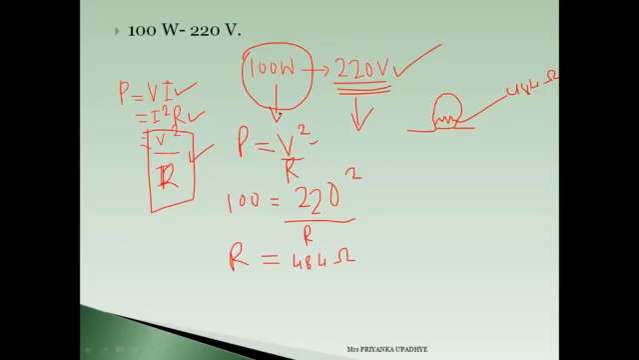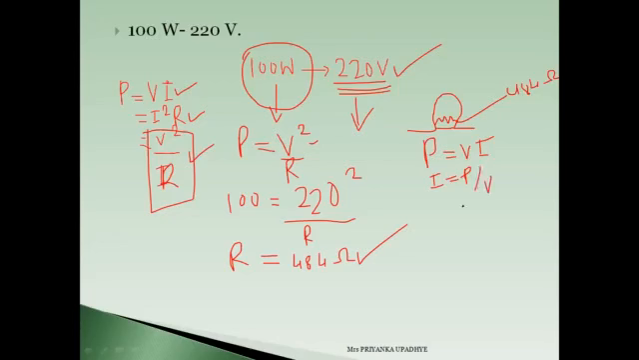So here, by using this power rating, we can calculate the resistance of the particular appliance. Secondly, we can calculate the safe limit of current, how much current we should pass through that particular appliance. For that we have P is equal to V into I. So we have to calculate this current. So I is equal to P divided by V.